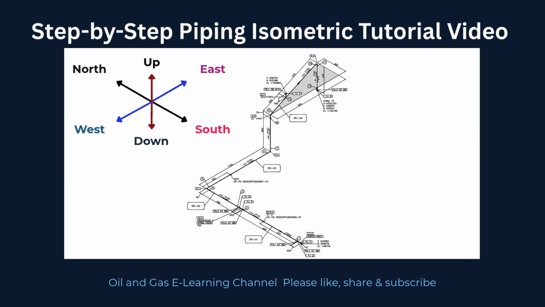Section 5. How to read and understand piping orientation and directions. Now that we understand what piping orientation and directions mean, let's learn how to read and understand them on an isometric drawing. First, look for plant north. Plant north is usually shown in the top corner of the drawing. Once you know where north is, you can easily determine the other directions. South is opposite north. East is to the right. West is to the left. Up and down are in the vertical direction.